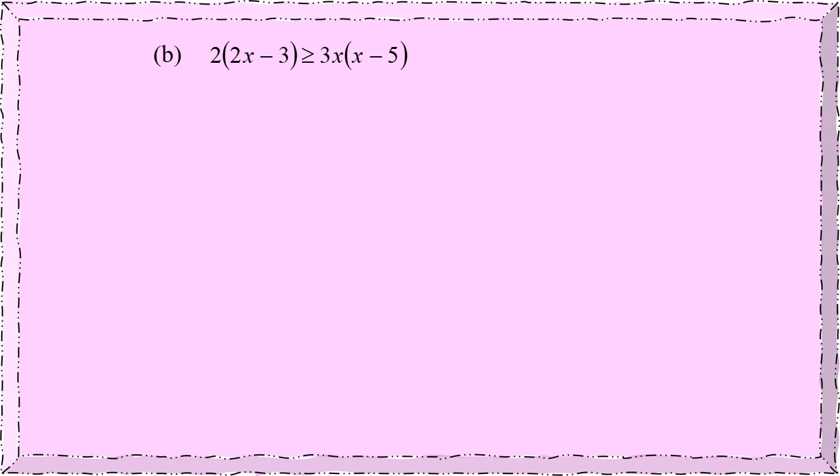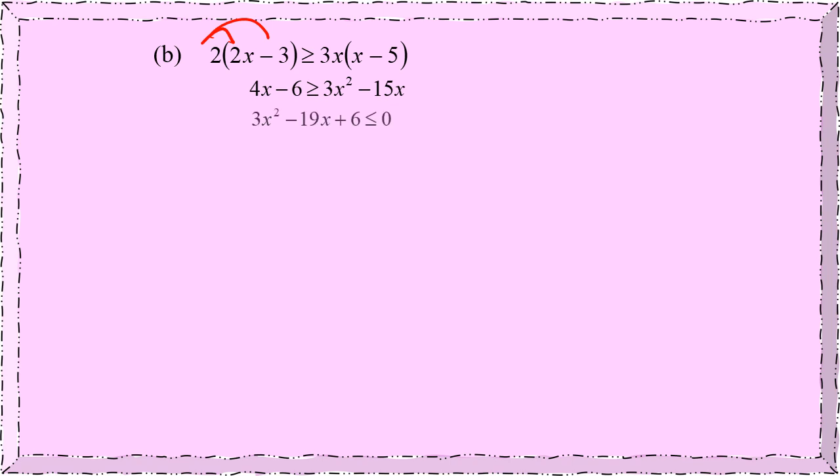So we have 2 of 2x minus 3 more than or equal to 3x multiplied with x minus 5. So this is a bit complicated. We didn't know that this is actually a quadratic. So what we need to do is to simplify first. How to simplify? Expand first. So expand here, we have 4x minus 6. And then here we have 3x squared minus 15x. So it's a quadratic. So we need to bring the terms into the left hand side.